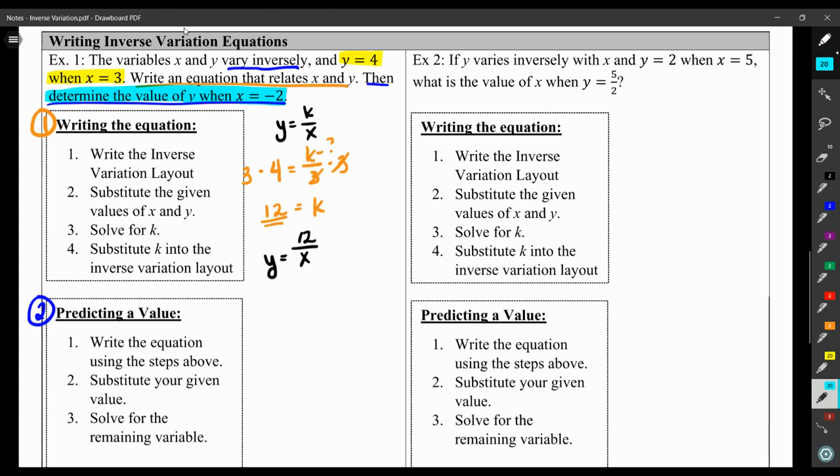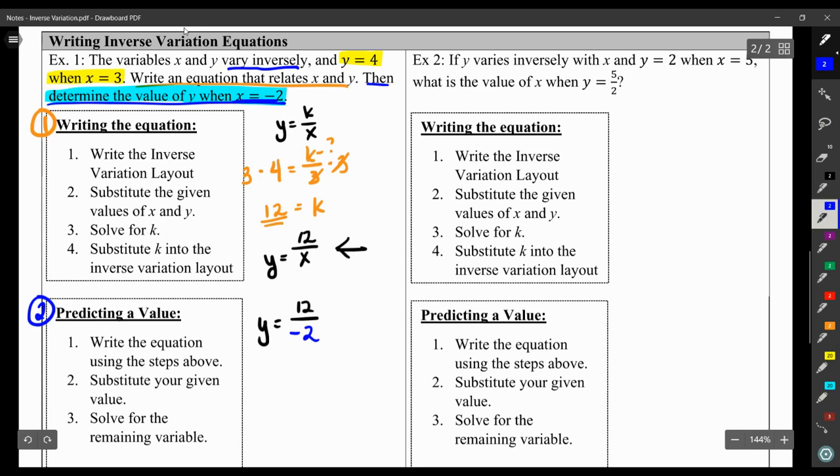So now it only gives you part of the pattern. I don't know y, but I know that x is going to be -2. So we're going to use the equation we did in part 1, and we're going to substitute to find the value of y. So y will equal 12 over, and it tells us that x is equal to -2. And if we solve this for y, we will come up with 12 divided by -2 is -6.